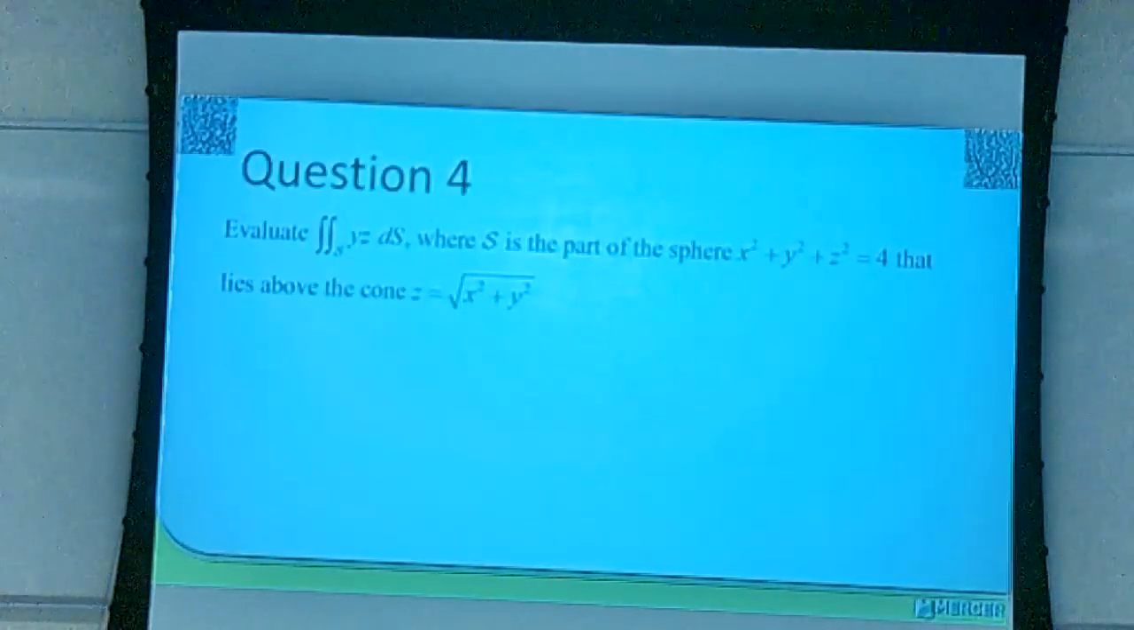Evaluate the integral of yz across the surface of the portion of the sphere of radius 2 that lies above the cone z equals square root of x squared plus y squared.